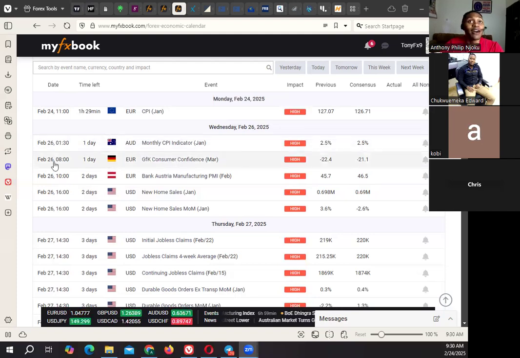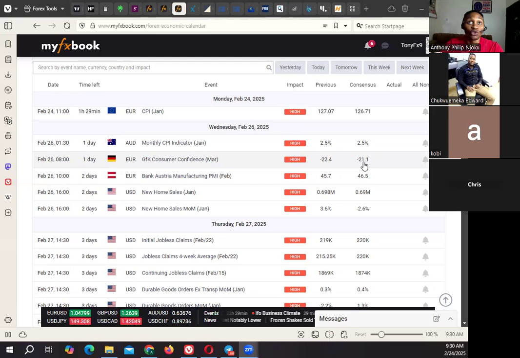Then we have, at 8 a.m. on Wednesday, London session, consumer confidence. That's to do with the consumers in Germany, to be precise, those who earn income. Are they spending their money or are they hoarding their money? That's just what it means. What is the confidence of people? Over here, it is minus 22.4 in Germany previously, and they're expecting it to be minus 21.1, which is higher than minus 22.4.